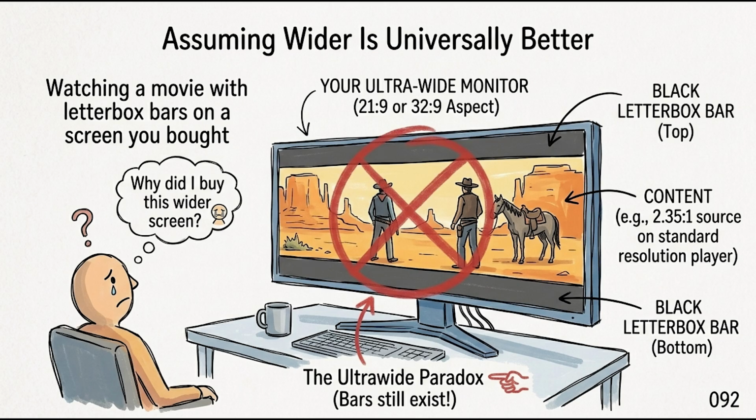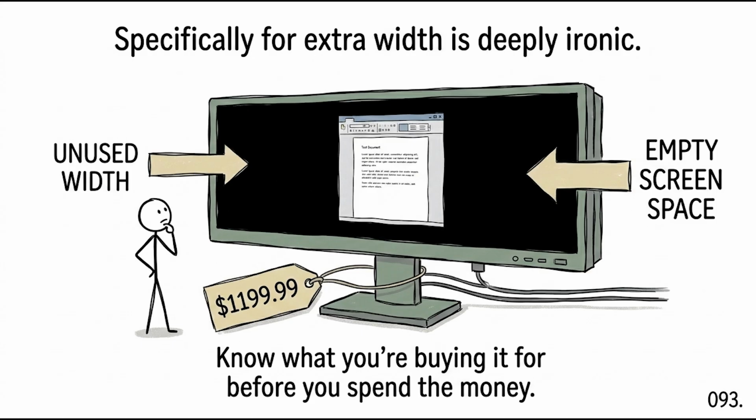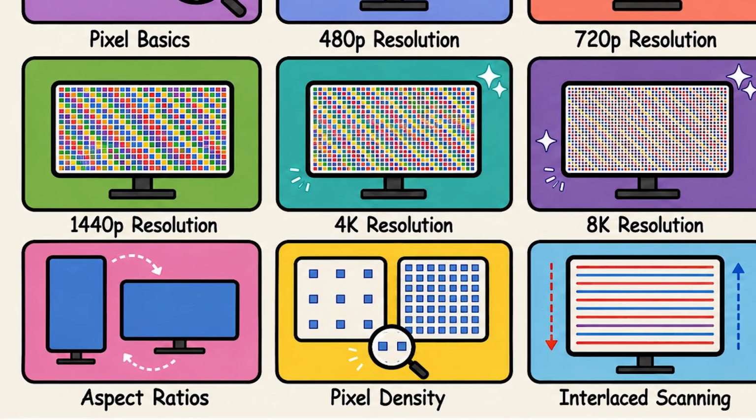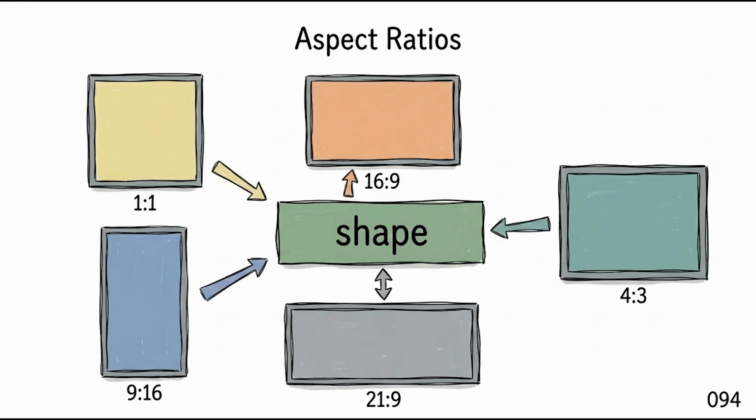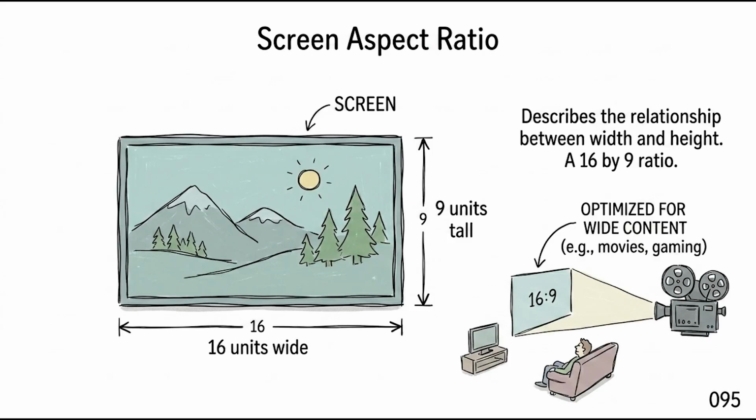Watching a movie with letterbox bars on a screen you bought specifically for extra width is deeply ironic. Know what you're buying it for before you spend the money. Aspect ratios. This is the spec everyone ignores until it ruins their experience. An aspect ratio is just the shape of your screen. It describes the relationship between width and height.